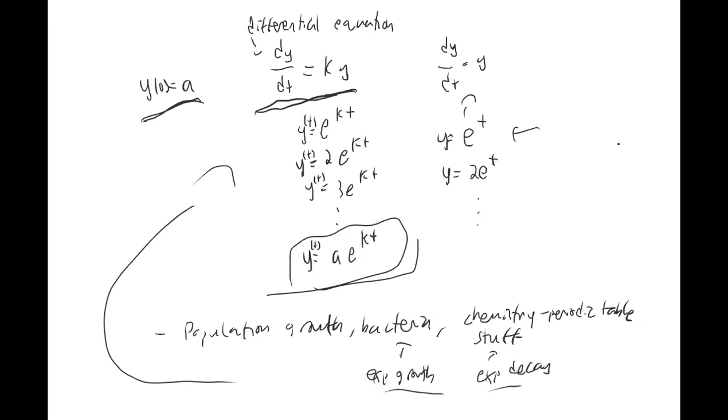So let's do a few questions to see how it goes. In the case of population growth, this is the initial population: y of 0, at time 0, is the initial population. Here it's the initial amount of bacteria, and same here, it's the initial amount. So let's do some examples, some bacteria ones and then chemistry ones.